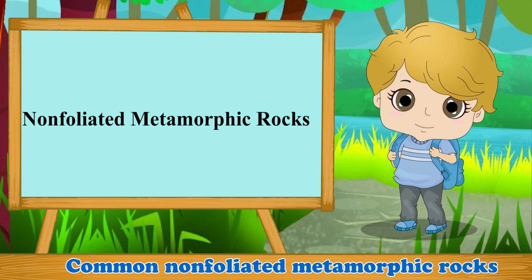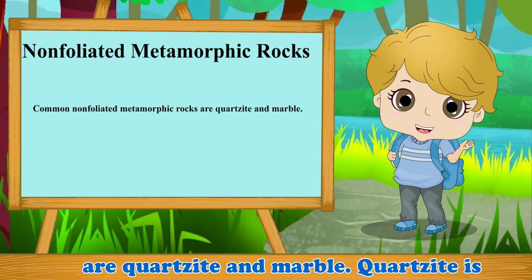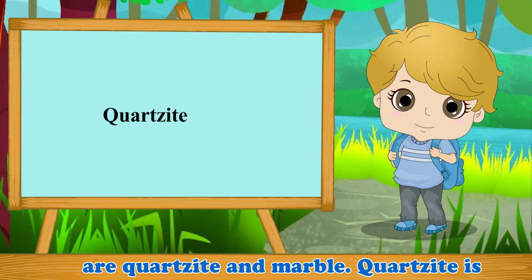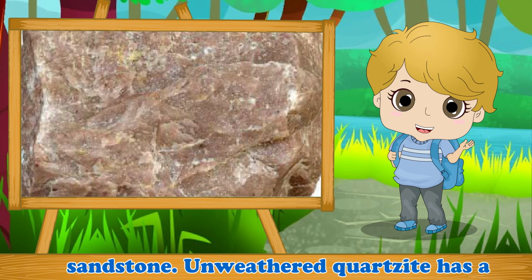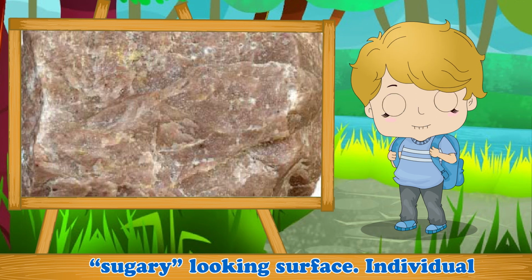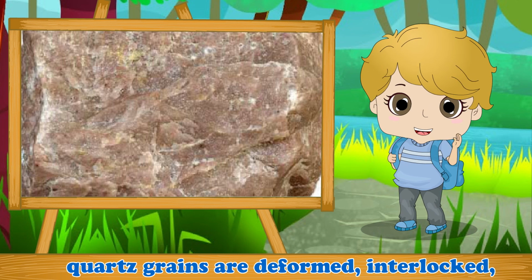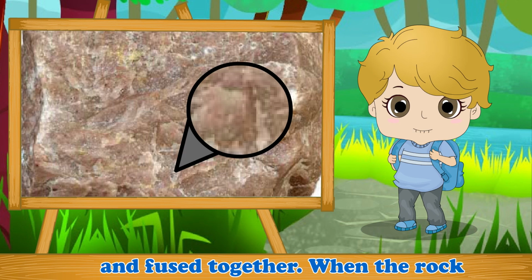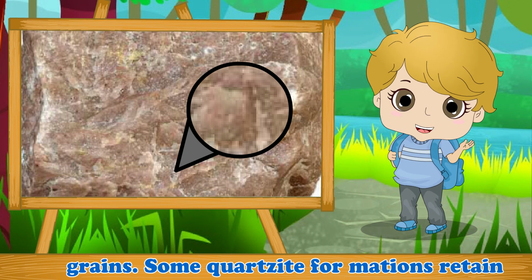Non-foliated metamorphic rocks. Common non-foliated metamorphic rocks are quartzite and marble. Quartzite. Quartzite is typically a metamorphosed form of sandstone. Unweathered quartzite has a sugary-looking surface. Individual quartz grains are deformed, interlocked, and fused together. When the rock breaks, it typically breaks through the grains.